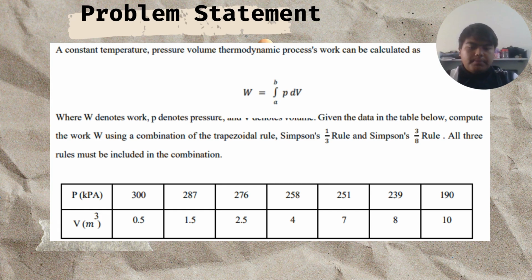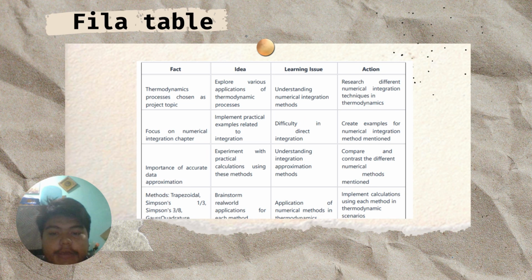Pressure P in pascals and volume: 300 at a volume of 0.5 cubic meters, 287 at 1.5 cubic meters, 276 at 2.5 cubic meters, 258 at 4 cubic meters, 251 at 7 cubic meters, 239 at 8 cubic meters, 190 at 10 cubic meters. Fact: thermodynamics process chosen as a project topic.